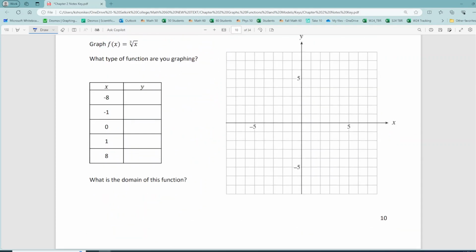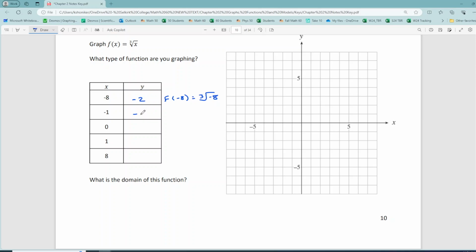All right, this next one is a cube root function, and what we're looking for here is what's the difference between a square root function and a cube root function? Well, for this one, can we put in negative values? Well, if I put in x is negative 8, I'm taking the cube root of negative 8. Can you take the cube root of a negative number? Yeah, cube root of negative 8 is negative 2. Negative times a negative times a negative is a negative.